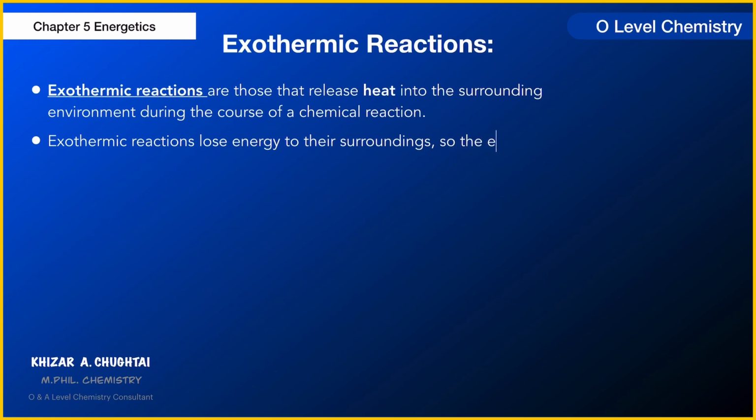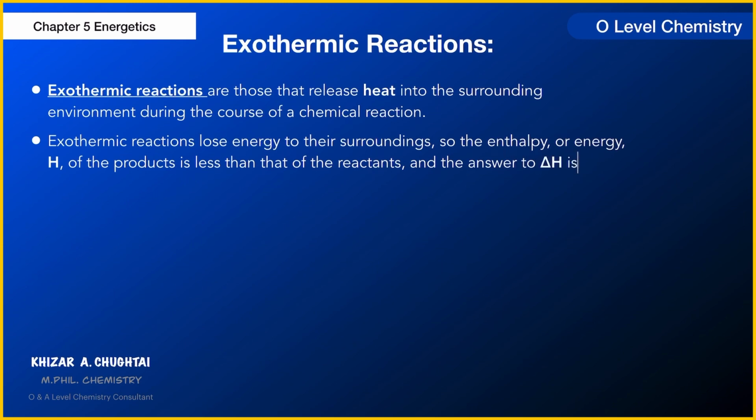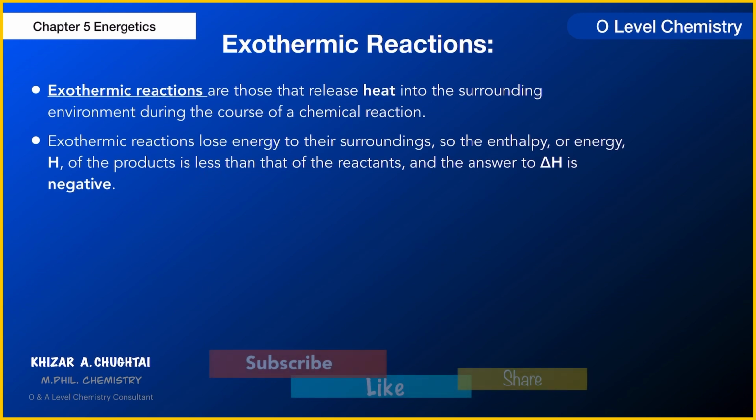Exothermic reactions lose energy to their immediate surroundings. So the enthalpy, or energy, H of the products is less than that of the reactants. As the reaction mixture loses energy towards the surroundings, the products have less energy at the end of the chemical reaction. The products have less energy compared to the reactants, and the answer of delta H is negative. The delta H of an exothermic reaction will always be negative.